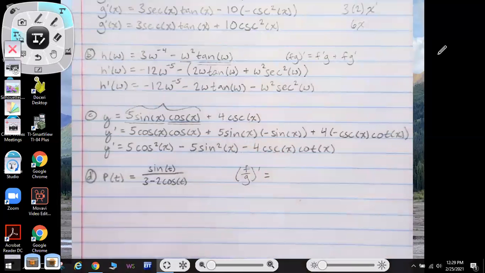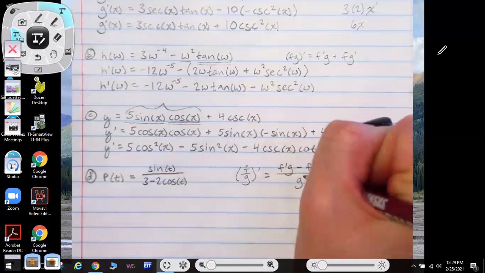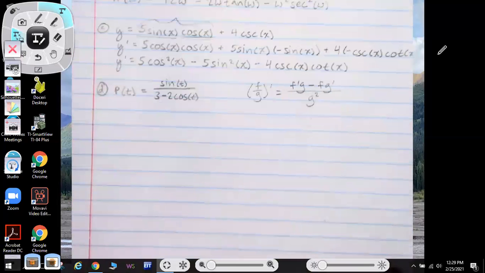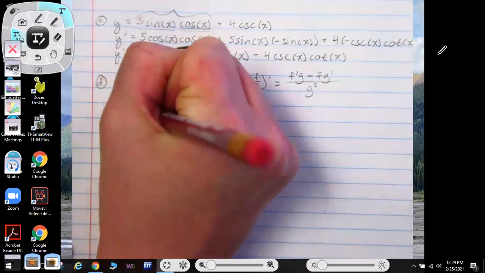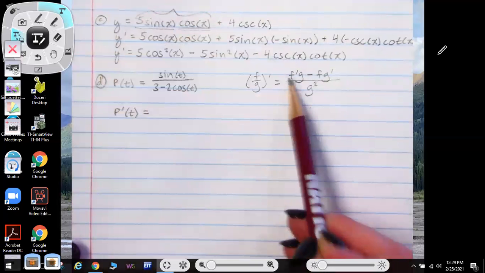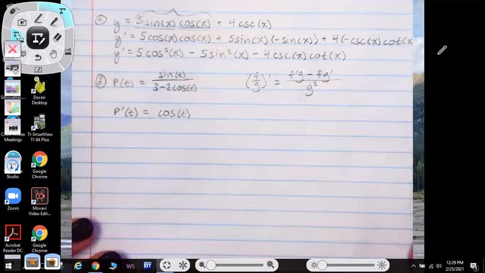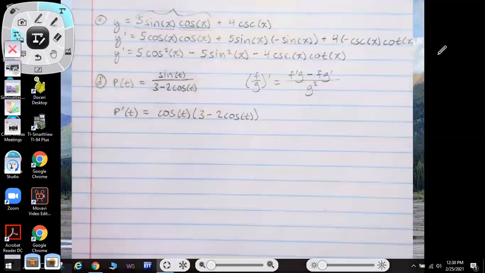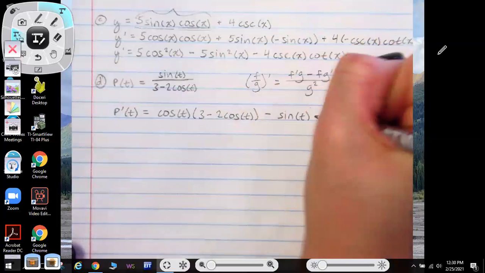Quotient rule: f over g prime is f prime times g minus f times g prime, over g squared. So we're going to use this quotient rule to take the derivative here. So p prime of t. It's the derivative of the numerator. So our numerator is sine of t. The derivative of sine is cosine. Times the denominator, which is 3 minus 2 cosine of t. Minus the numerator, sine of t, times the derivative of the denominator.